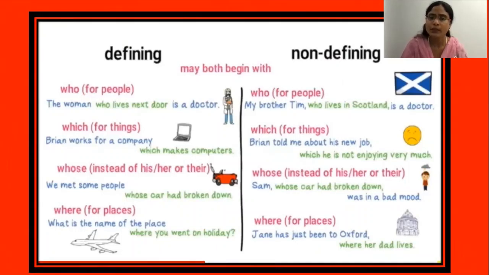Jane has just been to Oxford, where her dad lives. Here, where her dad lives is the additional information about Jane's dad.